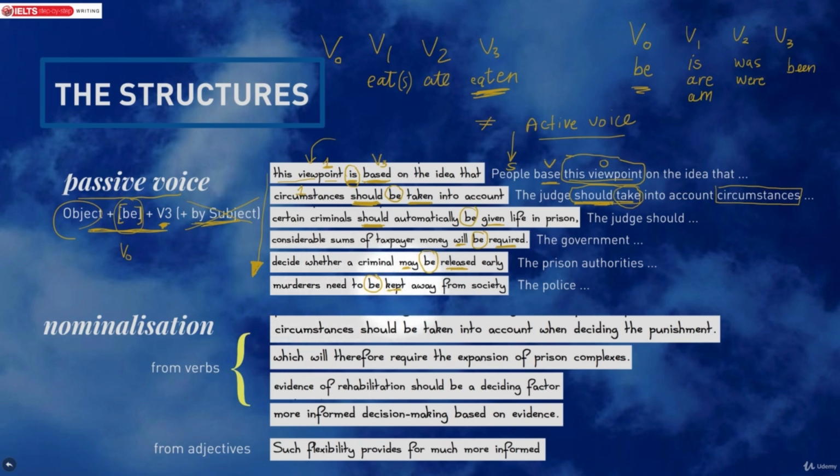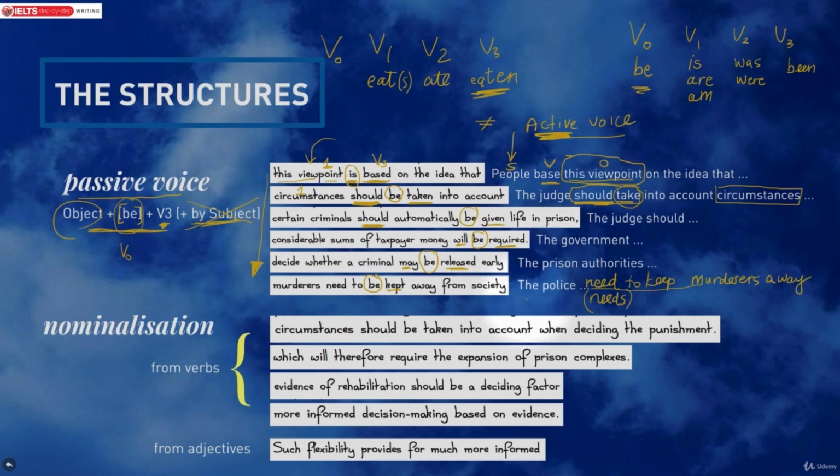Murderers need to be kept away from society. The police, think about it, the police need, some people say needs because it's a single unit, but I prefer to say need. So they need to keep murderers away from society. Okay, that's the active voice.